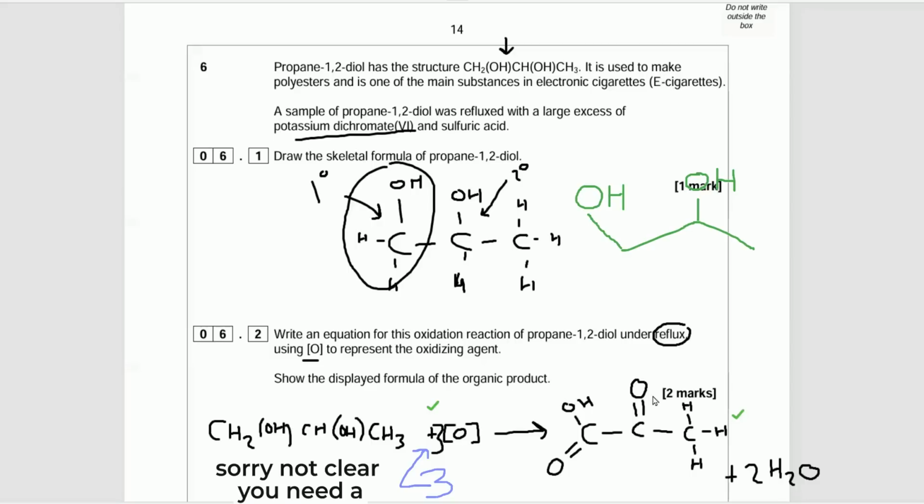So just make sure when you're doing oxidation, that counts as losing hydrogen as well, because when you lose hydrogen, they go on to form water with the oxygen. So there we go. 2 marks. Lovely jubbly. Right, let's move on.